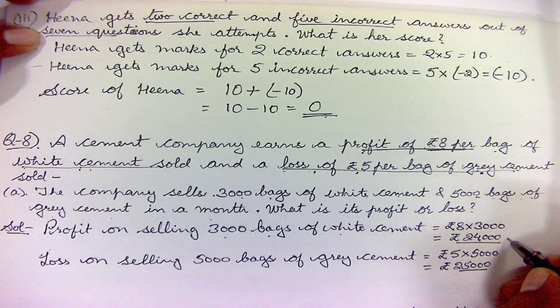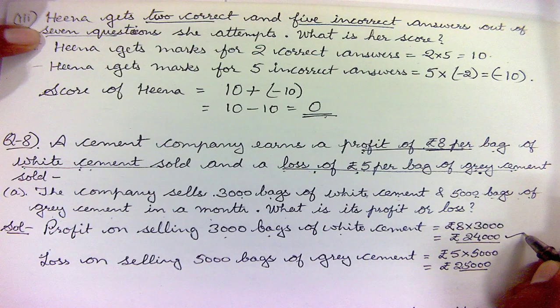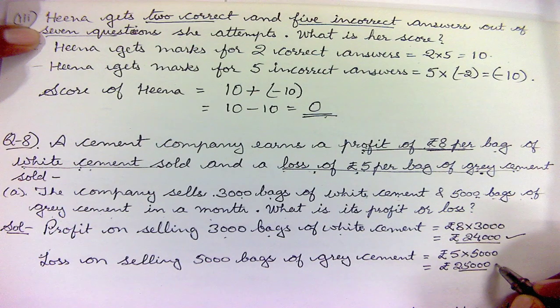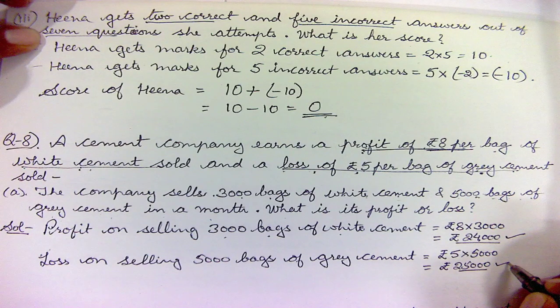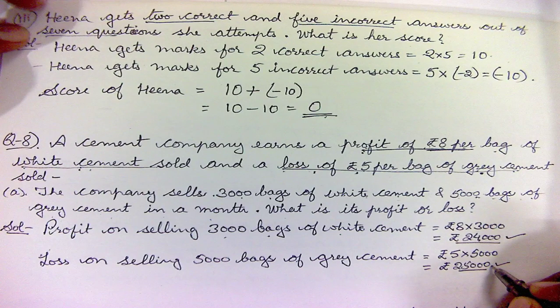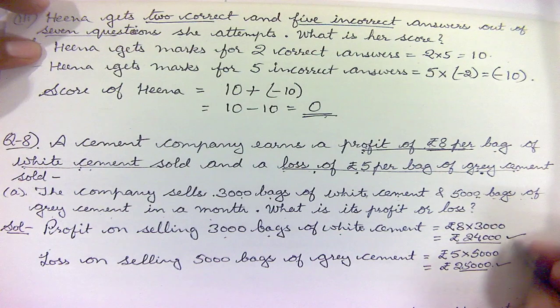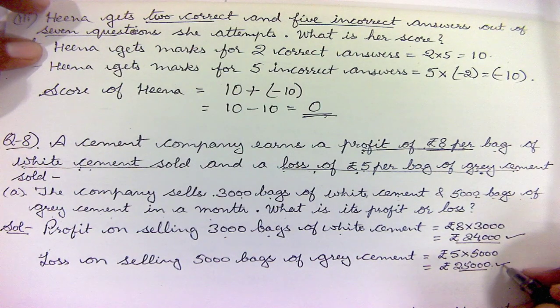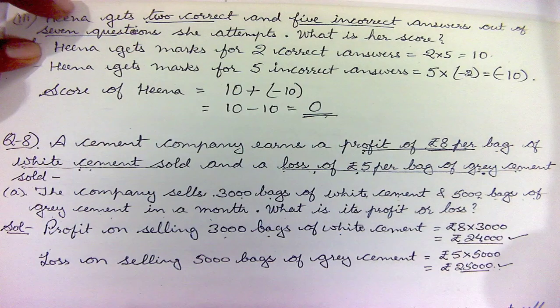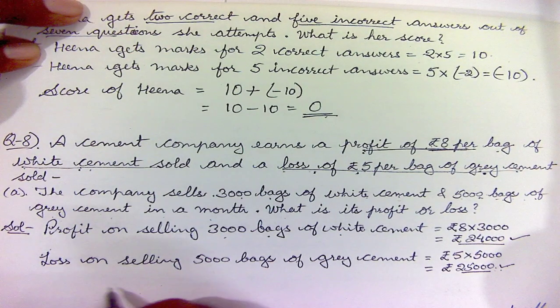So on one hand, on white cement there is a profit of 24,000, and on the other hand, on the grey cement bags there is a loss of 25,000. So which is greater? Loss is greater. So overall, will it be loss or profit? Because the loss is greater, so there will be overall loss.